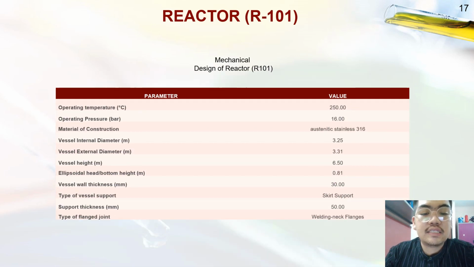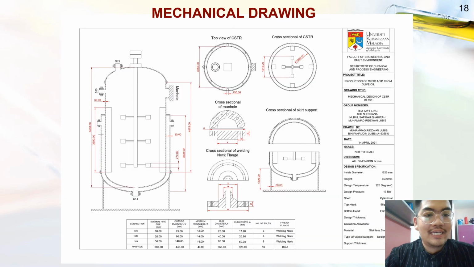Next, for the mechanical design of the reactor, the construction material is austenitic stainless steel 316 with an internal diameter of 3.25 meters and thickness of 30 mm. The type of vessel support is skirt support with 50 mm thickness, and the type of flange is welding neck flange. Next, as we can see on the left side of this drawing, it shows the overall view of CSTR R101, while the right side shows the cross-sectional view of the manhole, neck flange, and also skirt support.